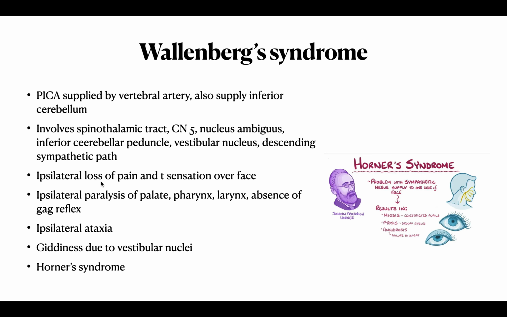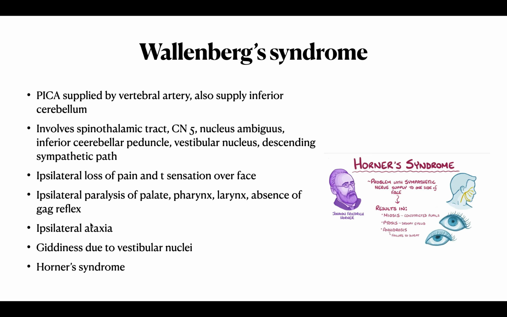So there's going to be ipsilateral loss of pain and temperature sensation over the face, because it's involving the cranial nerve number 5 and the spinothalamic tract. So spinothalamic, pain and temperature. Face, because of cranial nerve number 5. And it's going to be ipsilateral paralysis of the palate, pharynx, larynx, and absence of the gag reflex due to a problem with the descending sympathetic path and the inferior cerebellar peduncle.